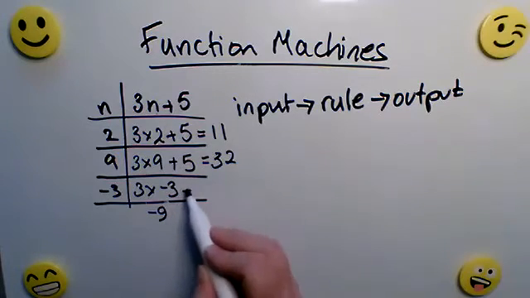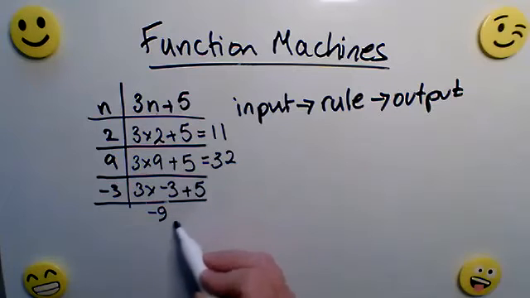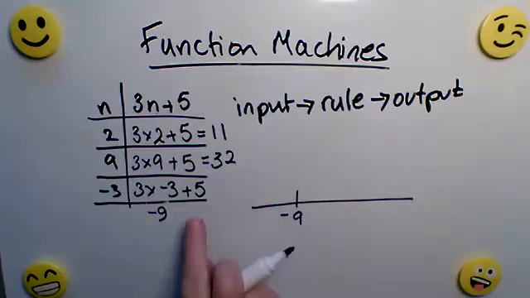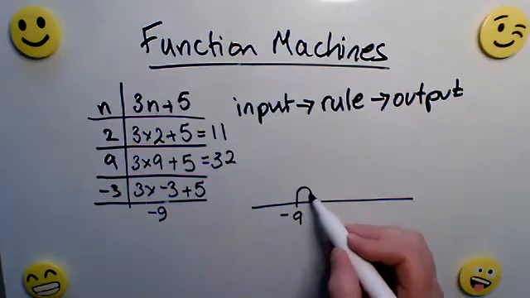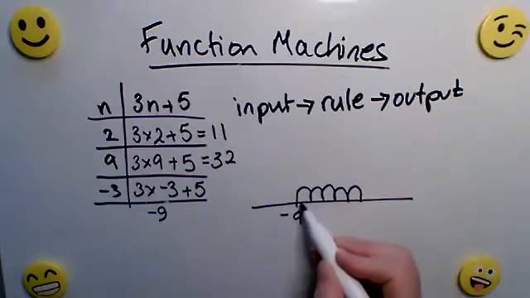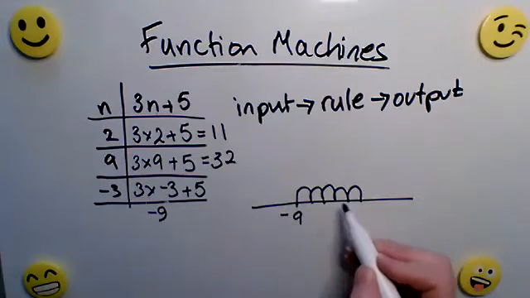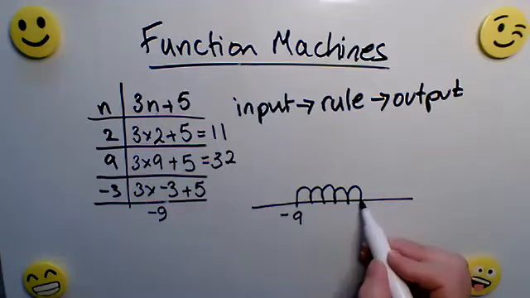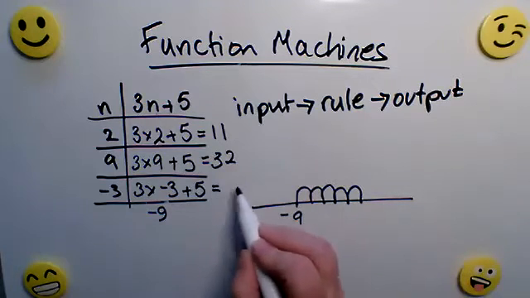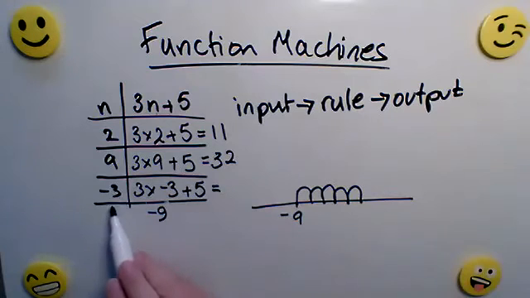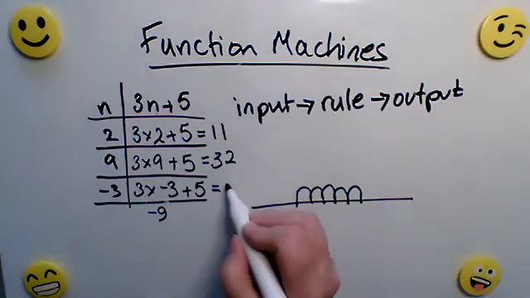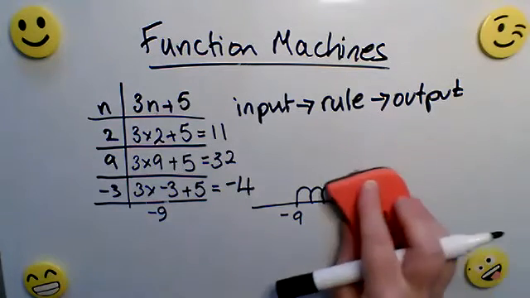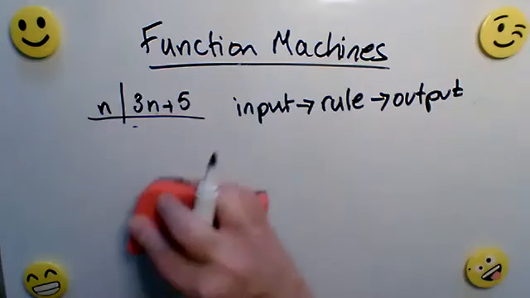And negative 9 plus 5, if you're not too sure about this, you can draw yourself out a number line. If I was at negative 9, adding 5 means I'm going to get 5 jumps bigger. So negative 9, negative 8, negative 7, negative 6, negative 5, negative 4. So the answer, if n was negative 3, then the output would be negative 4.